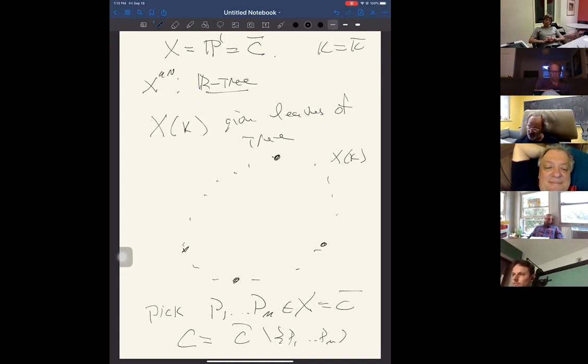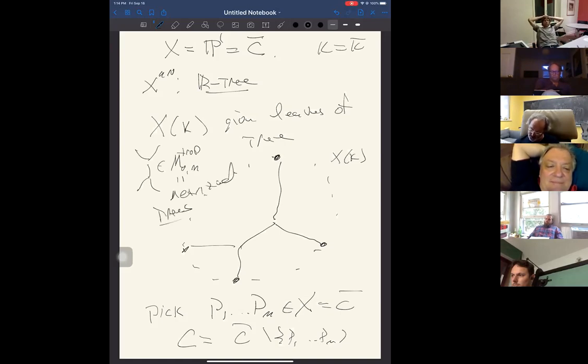Then, because it's a tree, I can talk about the convex hull of these points, just the smallest subtree that contains them. And what you get is a really nice thing. This convex hull lives in M0,M trop. What is that space? That's the tropical M0,N trop, the space of metrized trees. I hope some of you studied this, just these graphs with metrics on them. It's a real nice thing. You get this metrized tree.